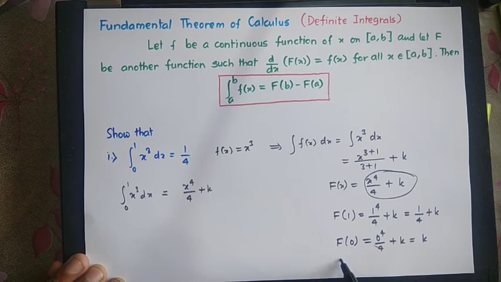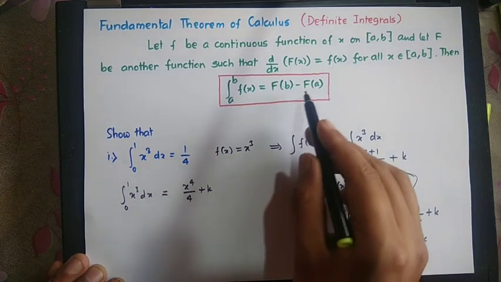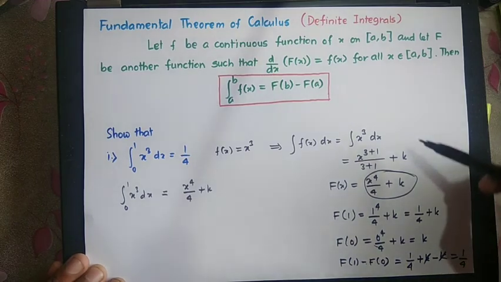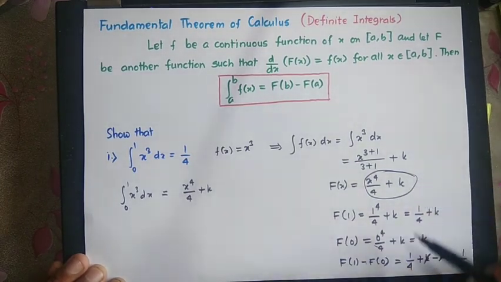So F(b) minus F(a), that is F(1) minus F(0), equals 1 by 4 plus k minus k, since F(0) is k. The k and k get cancelled, so what is left is 1 by 4. So my answer is 1 by 4. But all the time I cannot do it this way. This is going to be a lengthy process.